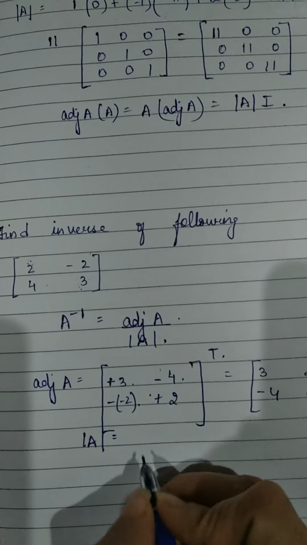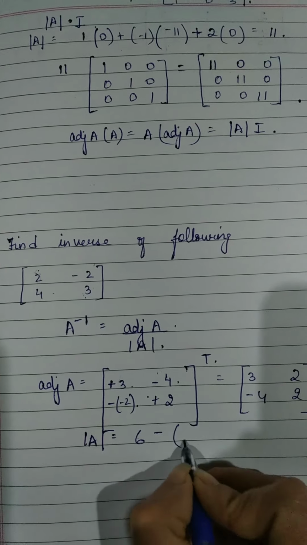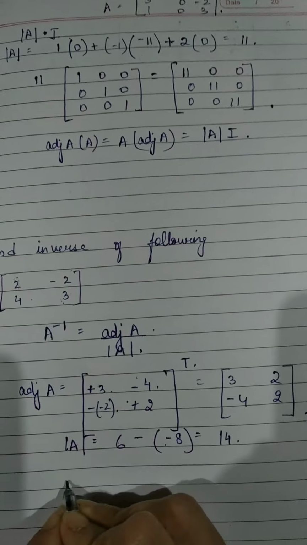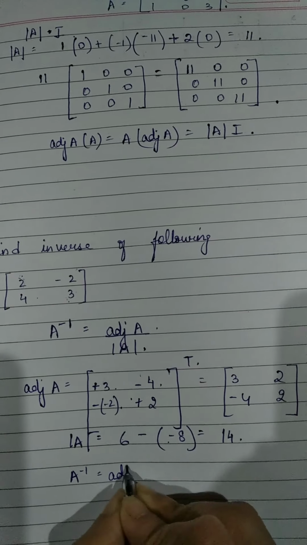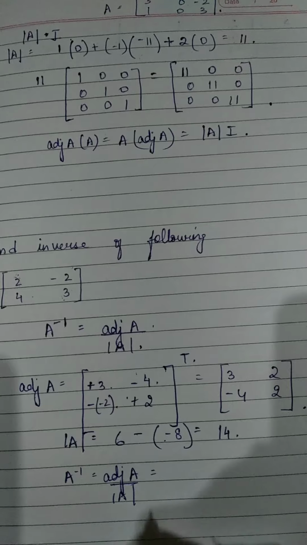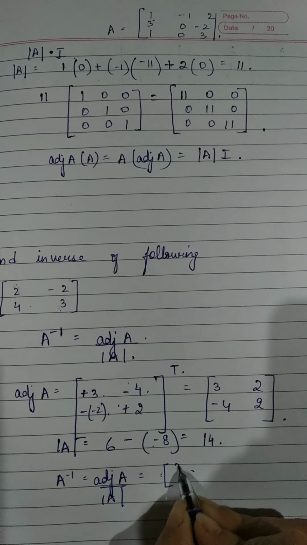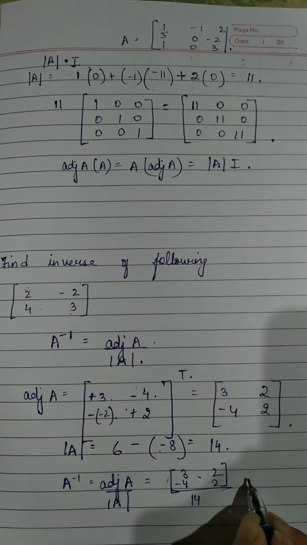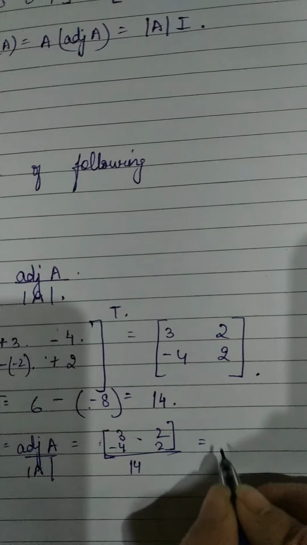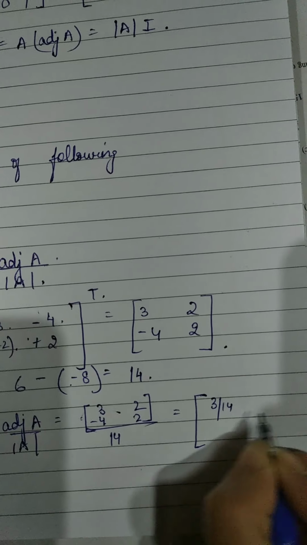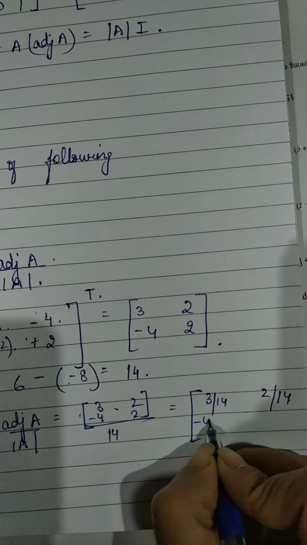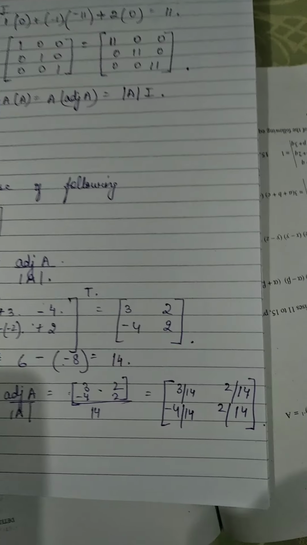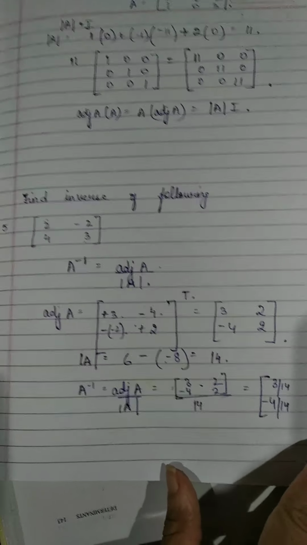Cross multiply, that's 6 minus 8. So that is 14, right? So what is A inverse? Adjoint of A upon determinant of A. So what is adjoint? It's 3, 2 minus 4, 2 divided by 14, or I can write this as 3 by 14, 2 by 14, minus 4 by 14, 2 by 14. This is how we find out the inverse. I hope it's clear to you, students.